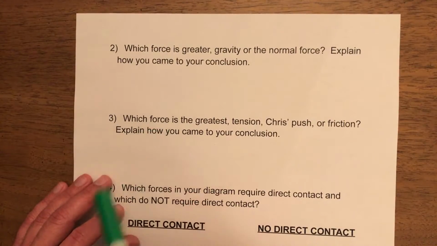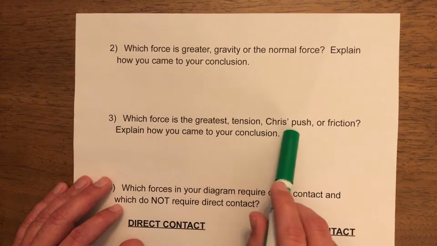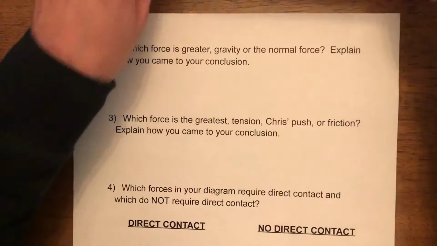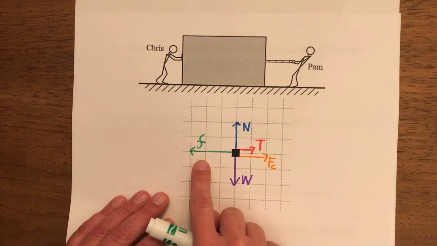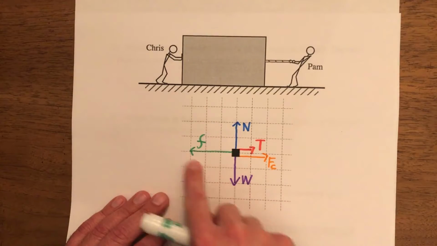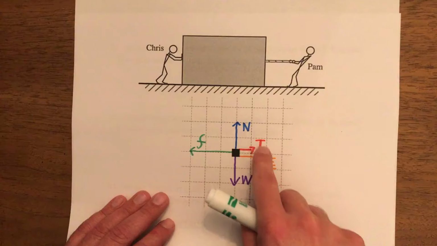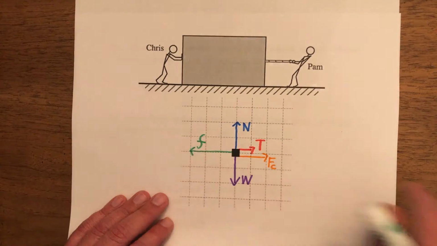Using that same logic, but a little bit more complicated, is question 3. Which force is the greatest: tension, Chris's push, or friction? Explain how you came to your conclusion. Well, friction's got to be the greatest force here. Why? Because friction alone balances out the tension and Chris's push. So tension plus Chris's push equals friction.